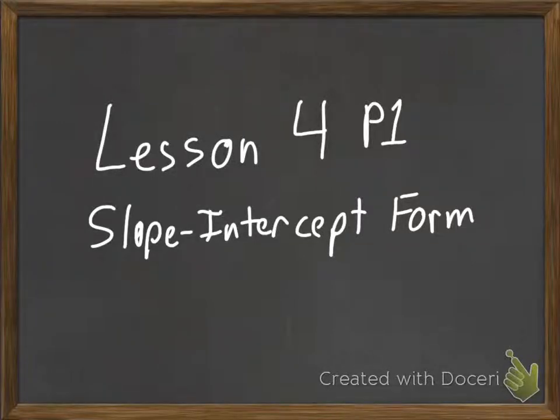Alright, welcome to Lesson 4, Part 1, Slope-Intercept Form. So this is our final way that we're going to learn how to graph our lines. We know input-output tables, we know x-y intercepts, and we know how to graph horizontal and vertical lines. And slope-intercept form is our final way that we're going to learn to graph.